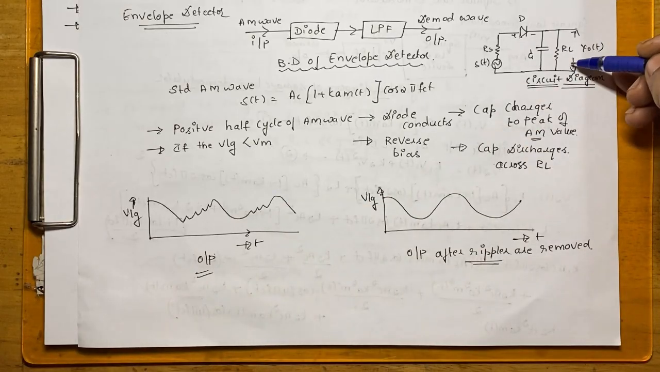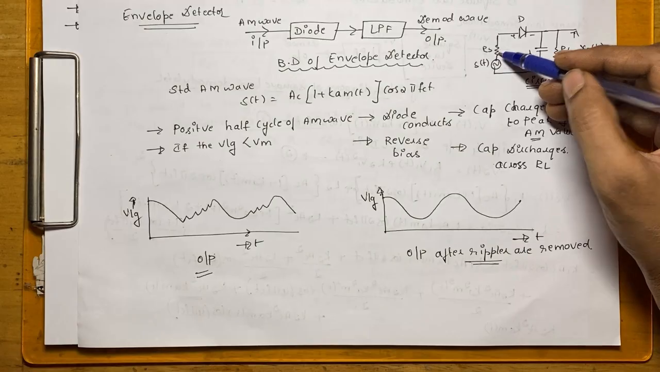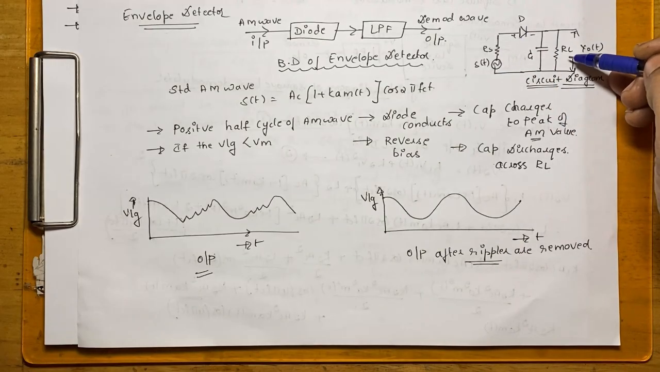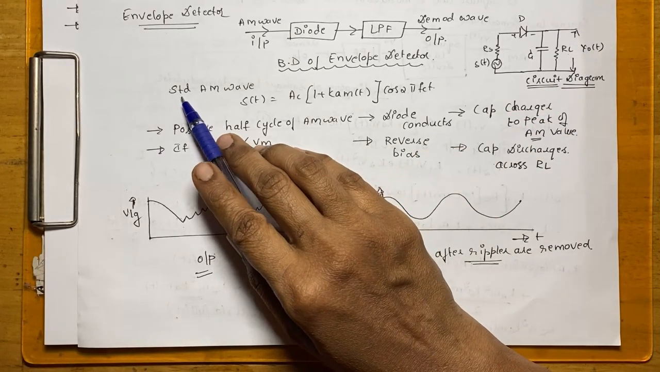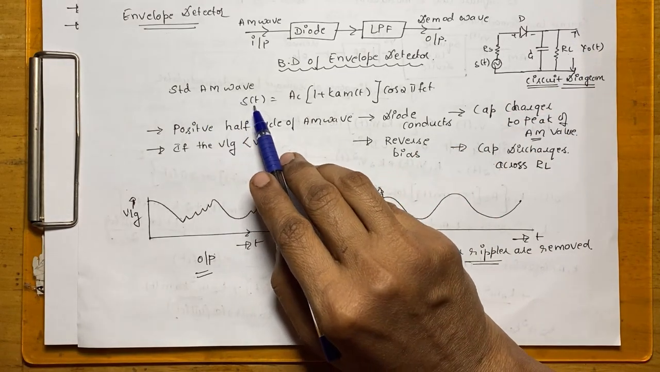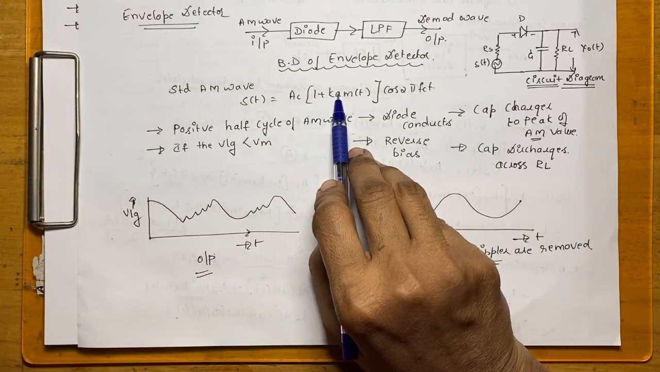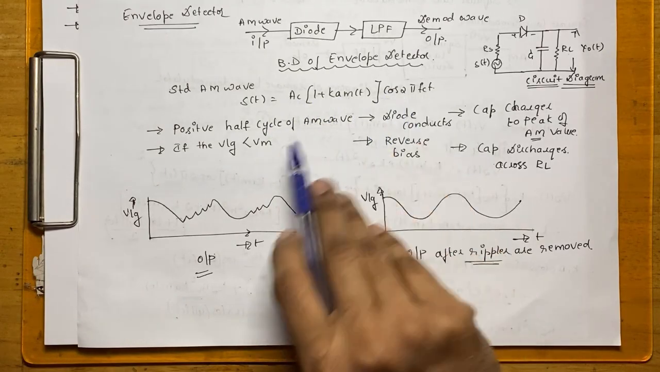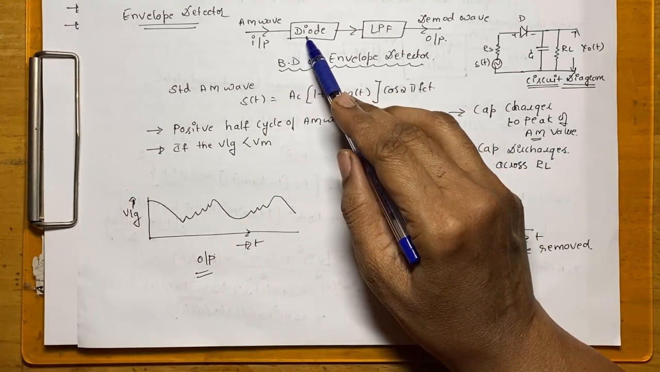We'll see now the circuit diagram, wherein the circuit consists of a resistor Rs, a diode, a capacitor and a load resistor RL. We know that the standard AM wave is represented as s of t equals Ac into 1 plus Ka m of t into cos of 2 pi fct. Now this s of t is fed to a diode.